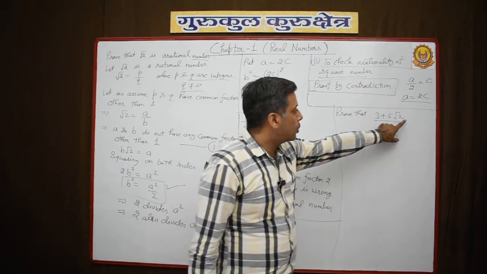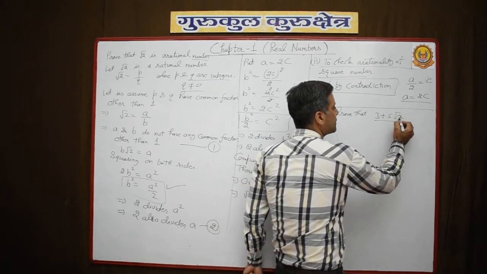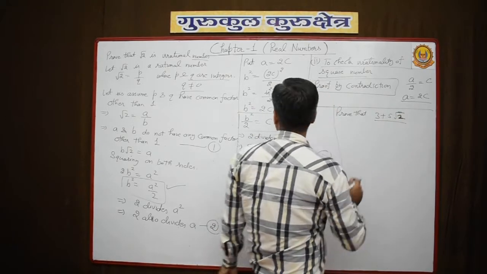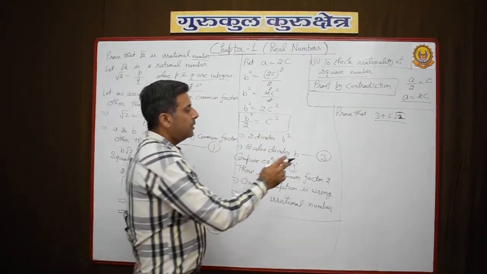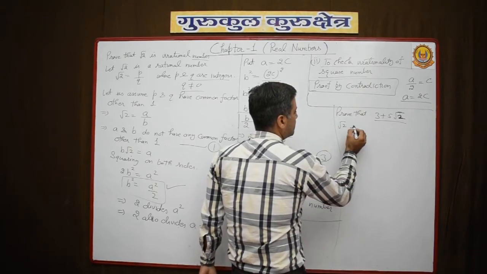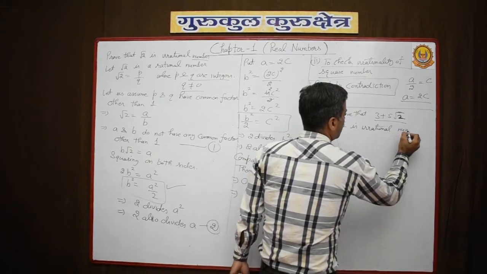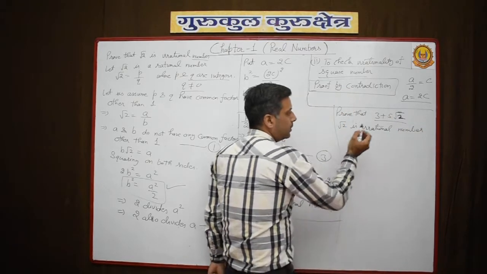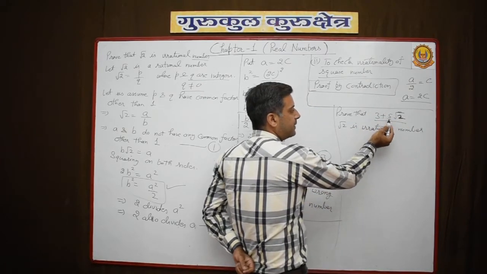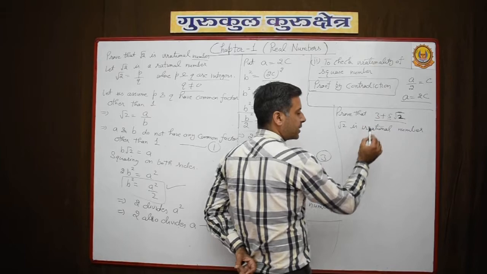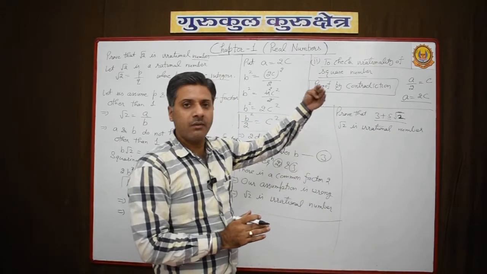Now root 2: firstly prove that root 2 is an irrational number. After proving that root 2 is irrational, you can write down: now look here, this is 5 multiplied by root 2, and 5 is a rational number and root 2 is an irrational number. When we multiply a rational number by an irrational number, the result is always an irrational number.